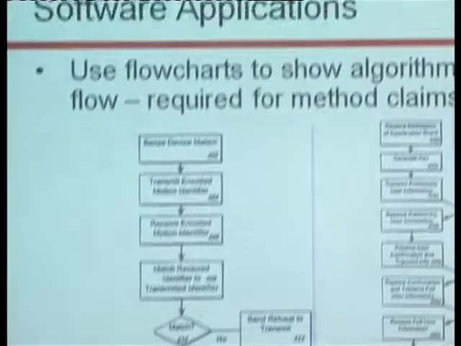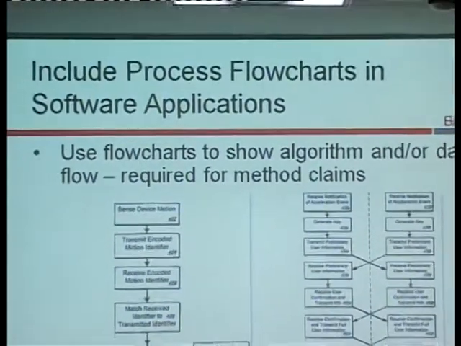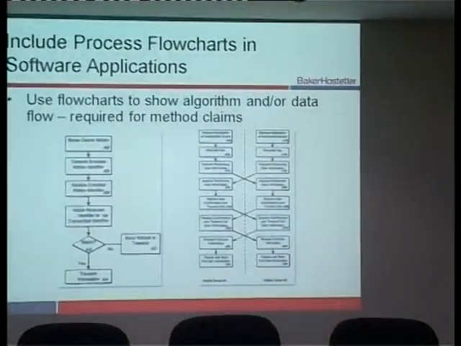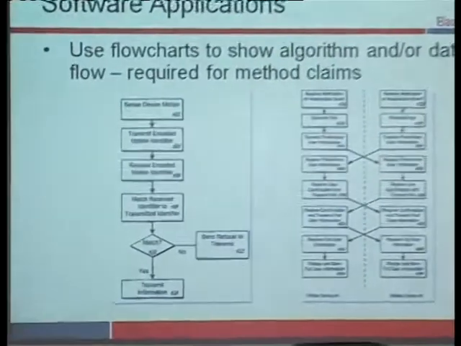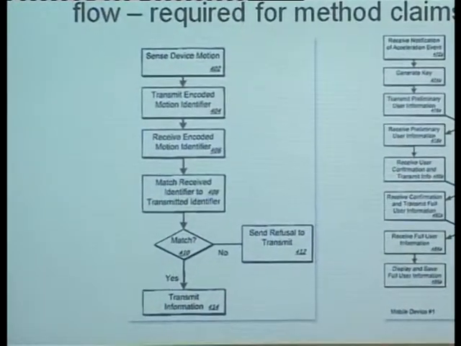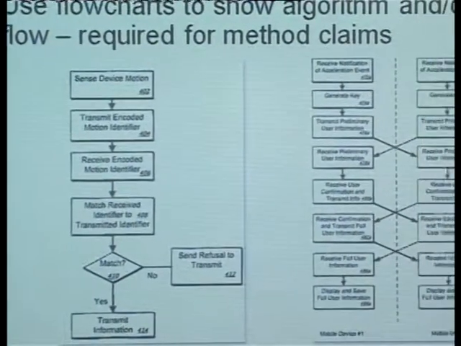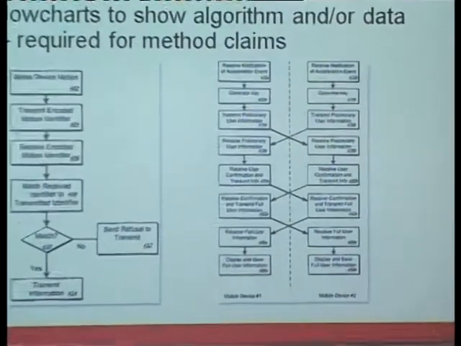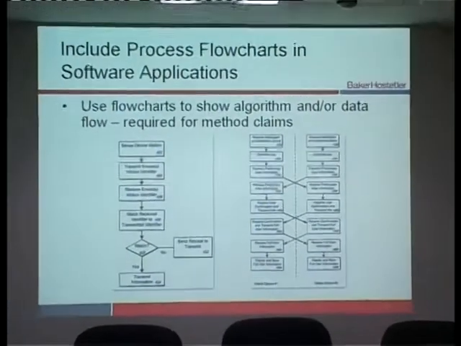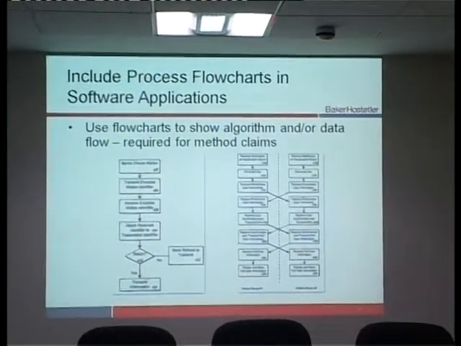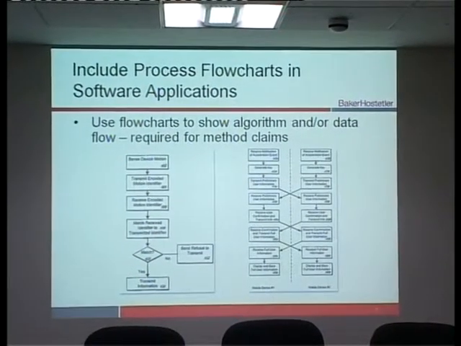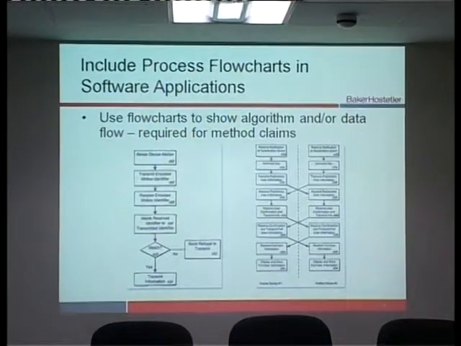One of the other best practices is to include process flowcharts in the software application, and you saw in the 479 patent that I showed you, the one that was litigated just 2 weeks ago, there were a number of flow diagrams, and in fact they're required by the patent office if you have method claims, because they want to see in a graphical format what the methods of the software that you're trying to cover really are.